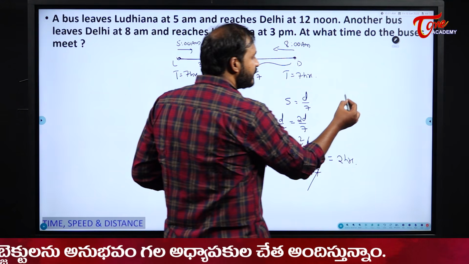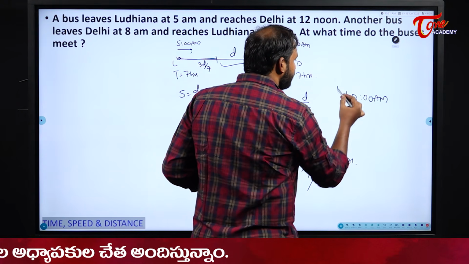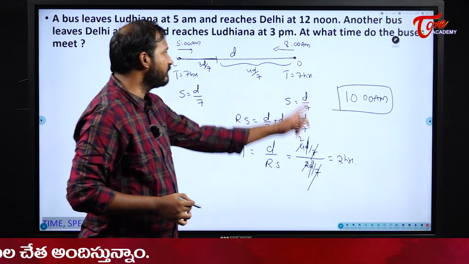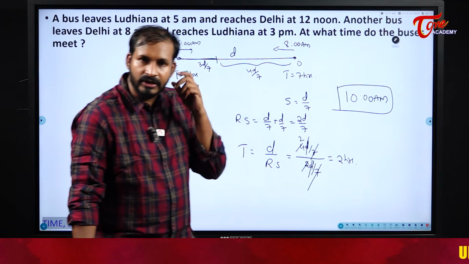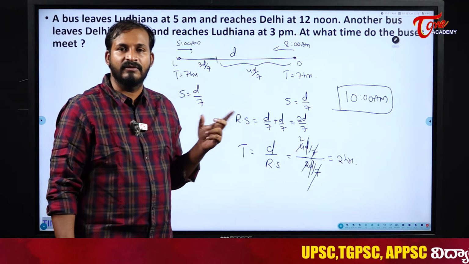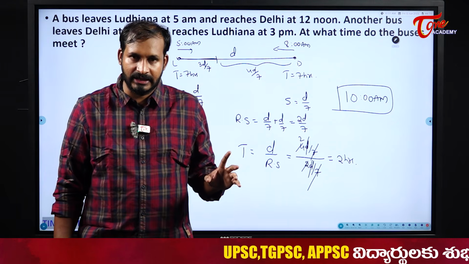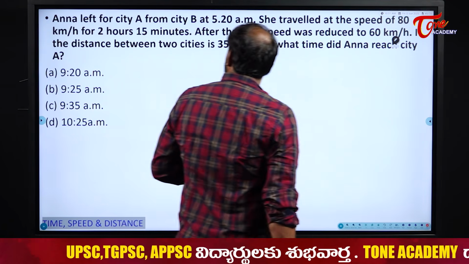So, the two trains will meet at 10 am. The two trains will meet at 10 am will be our answer in this case. 2 hours plus 8 am plus 2 hours, that is 10 am. Please be careful, students. When the times are not equal, first your duty is to equal the time and only solve the remaining cases.